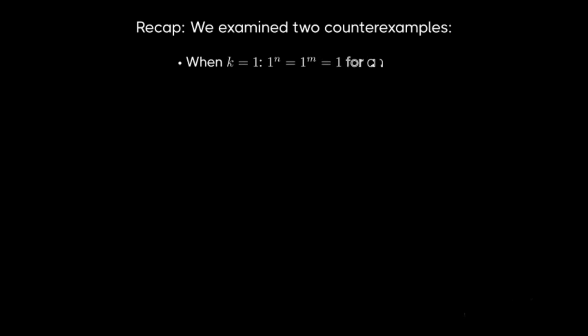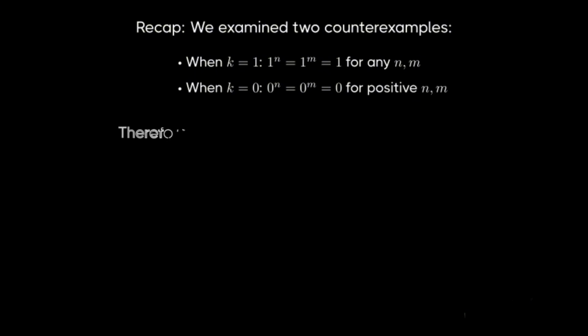Let's summarize our findings. We've examined two key counterexamples, the cases where k equals 1 and where k equals 0. These cases show us why the constraints on k are essential for the property to hold true. In conclusion, the property that k to the power of n equals k to the power of m implies n equals m is only valid under specific conditions. These conditions, that k must be positive and not equal to 1, are essential for the uniqueness property of exponents that we often take for granted in algebra.